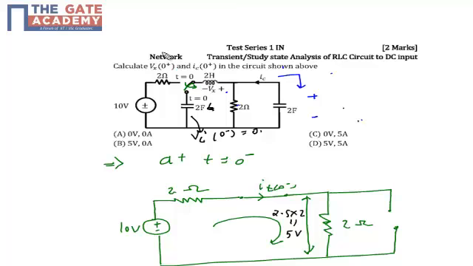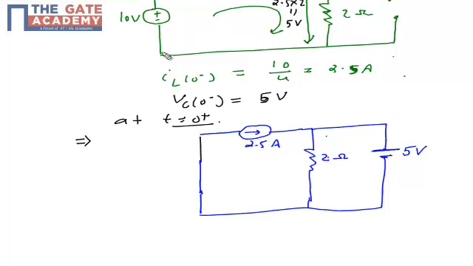So now the question says find out the voltage across the inductor and current across the capacitor. Now you can see that in the diagram, this 2 ohm resistor is connected in parallel with a 5 volt battery. So the voltage across this 2 ohm resistor will be 5 volt. So the current across this 2 ohm resistor will be 5 volt divided by 2 ohm, which is 2.5 ampere, because current I is nothing but V by R.